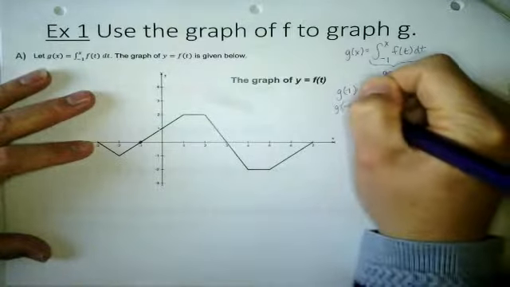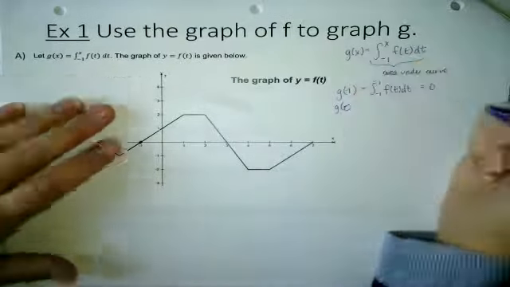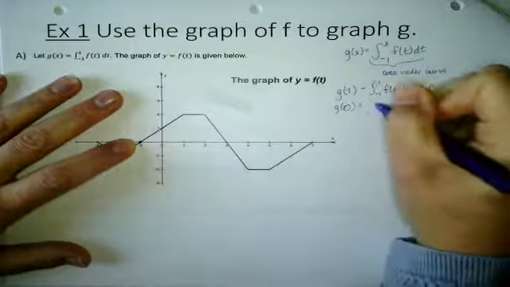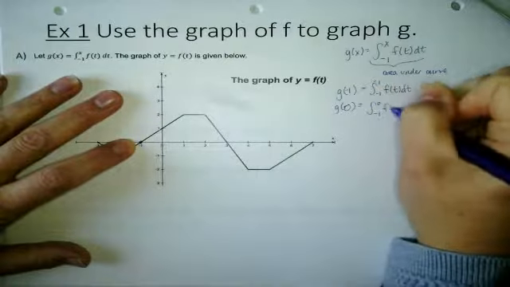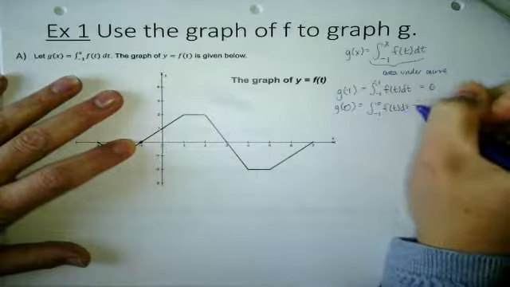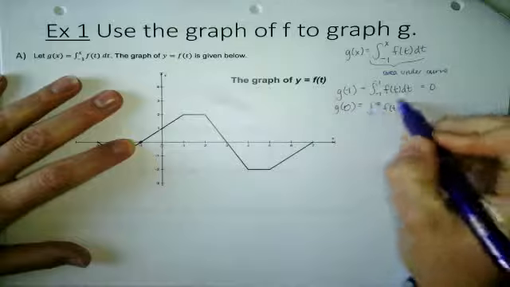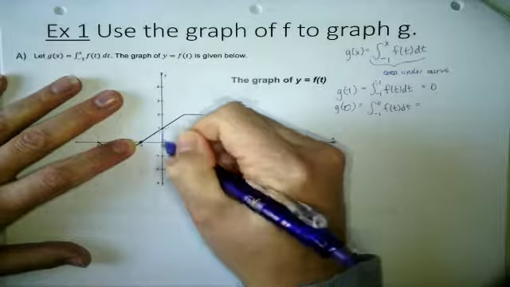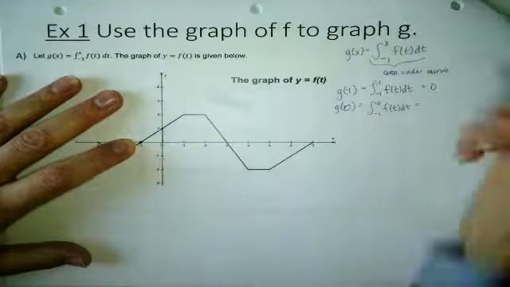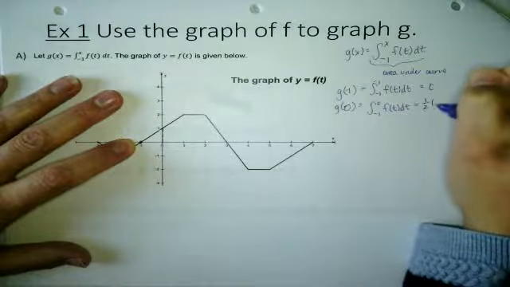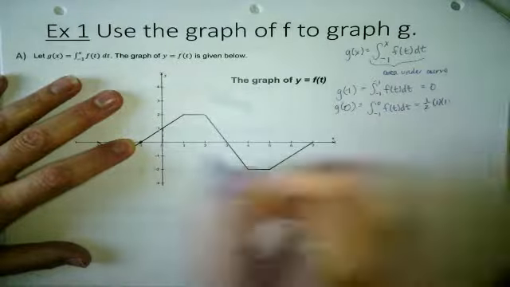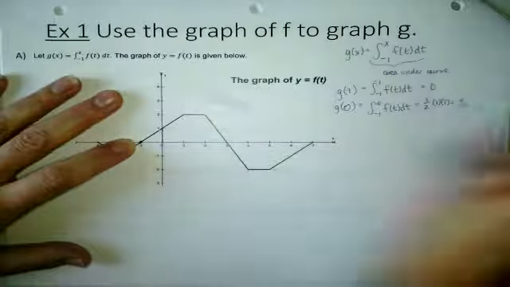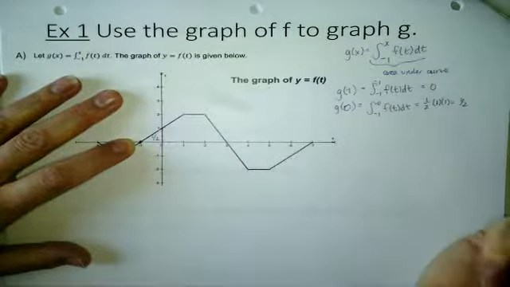All right, let's try another one. Let's actually try not -1, but 0. So here's 0, and we're going to plug in 0. So the integral from -1 to 0 of f of t dt. Again, this really means the area under the curve. So from -1 to 0, what is that area? Well, it's 1/2 the base times the height. The base is 1, the height is 1, and so we get 1/2. So this area is 1/2.